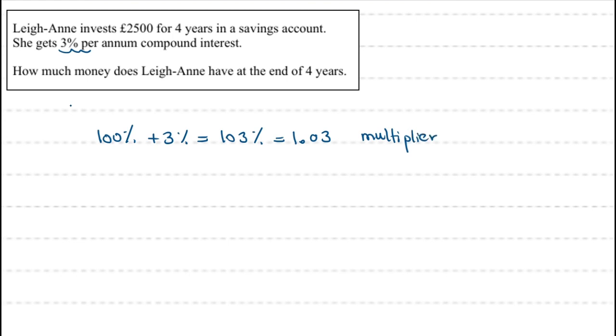We must divide it by 100, which gives us 1.03, which is our multiplier. Then we write the initial amount, and then times it by the multiplier, raised to the power of number of years, which is 4 years. And that gives us £2,813.77. And that's the amount of money that Leanne will have at the end of 4 years.